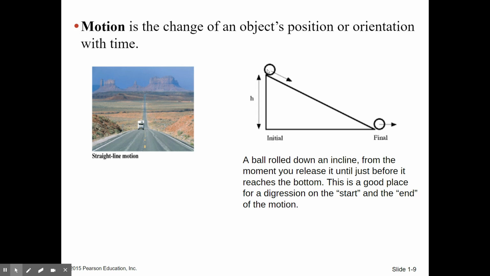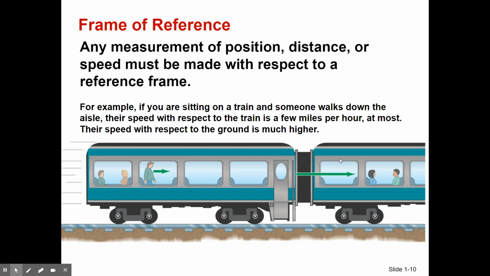From the moment it's released to just before it reaches the bottom, this is a good place for a discussion on the start and the end of motion. In other words, when we talk about position, we have to have a beginning point and a final point. So our beginning point would be up here at the top of the ramp or the incline, and then the final would be at the bottom. So along with motion, when we're talking about orientation, you have to be able to reference it to something. In other words, you have to have some type of frame of reference.